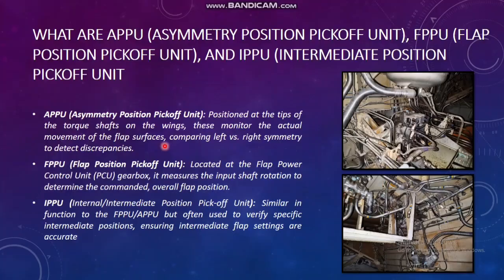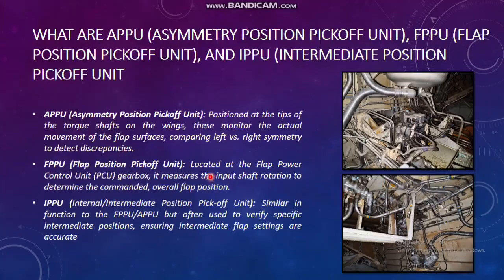What are the asymmetric position pickup unit, flap position pickup unit, and intermediate position pickup unit? The asymmetric position pickup unit is positioned at the tip of the torque shaft on the wing. These monitor the actual movement of the flap surface, comparing the left and right symmetry to detect a discrepancy. So this will compare the movement of both sides. If any discrepancy is there, you will get a failure warning.